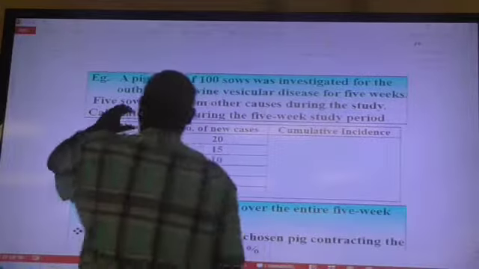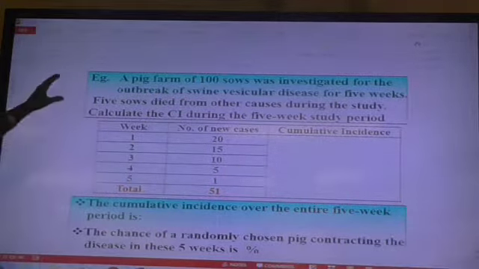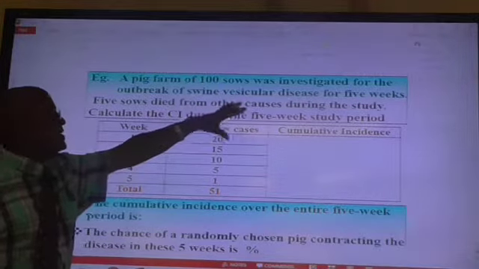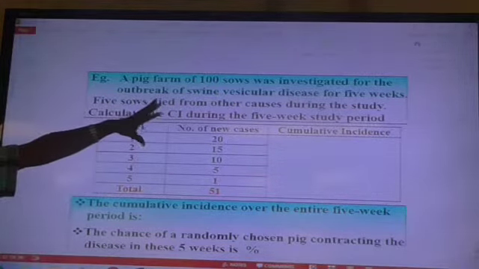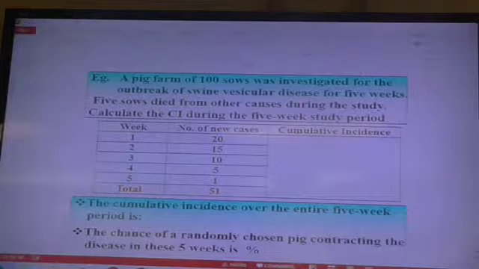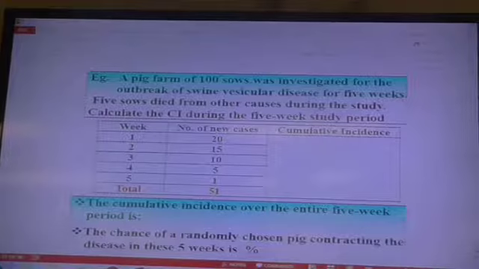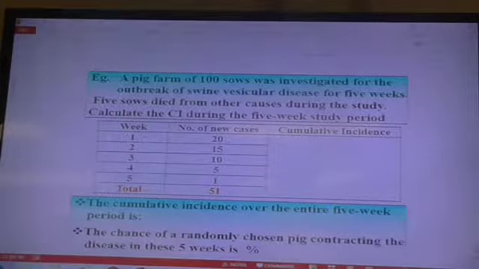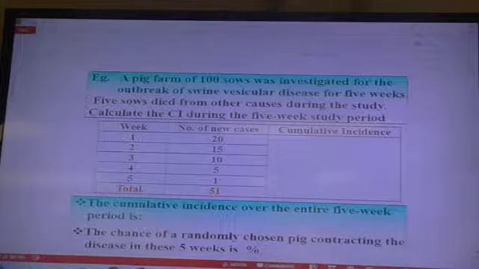Now, this is almost similar to the previous data. A pig farm of 100 sows was investigated for outbreak of swine vesicular disease for 5 weeks. Now 5 sows died from other causes during the study. Now, as I said, your denominator should be your population at risk. You should be able to ascertain the outcome, that means you should be able to detect whether the disease occurs or not for all your population at risk. If you cannot do that, then you cannot include them in your denominator.